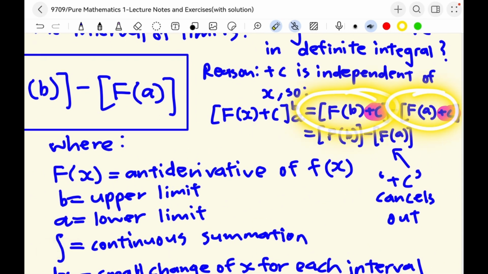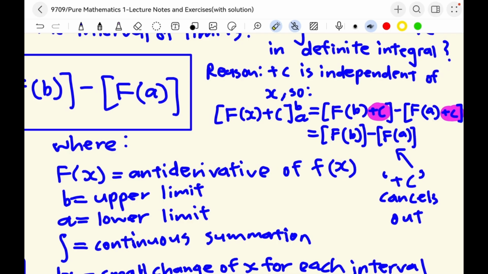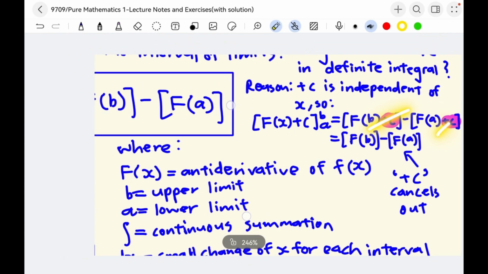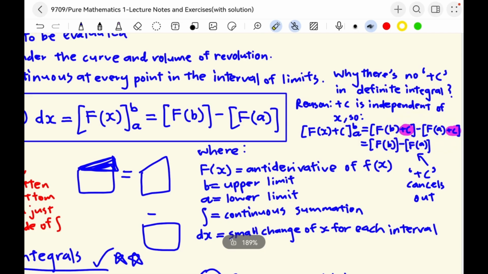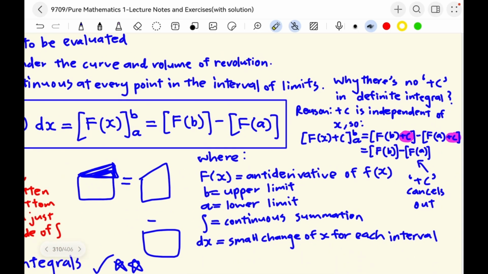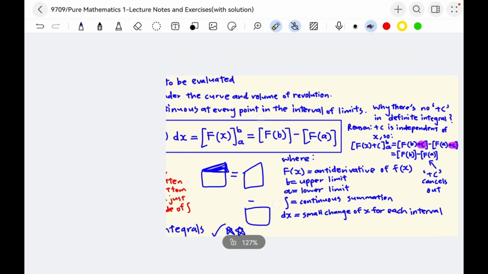What you can see over here is that plus c doesn't get affected because it's independent of x. And after you open the bracket, you can see the plus c and another plus c cancel out each other. So that's why, when you evaluate the definite integral, c is not required to be added. Alright?